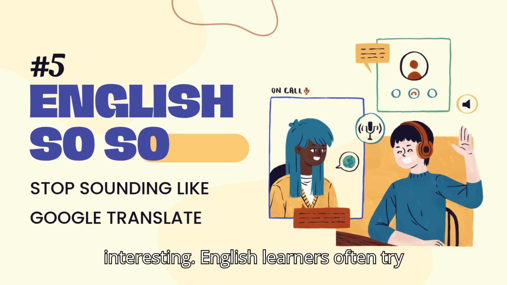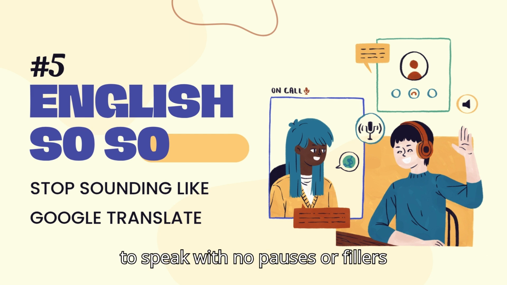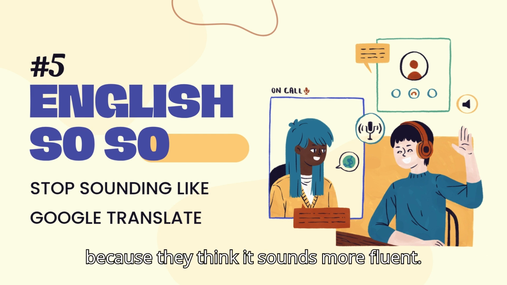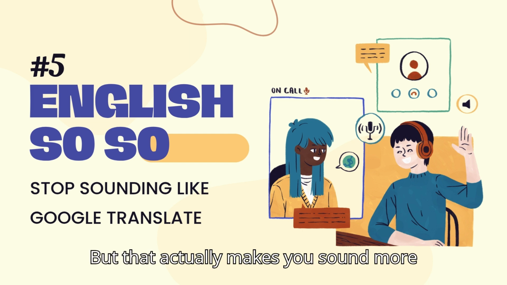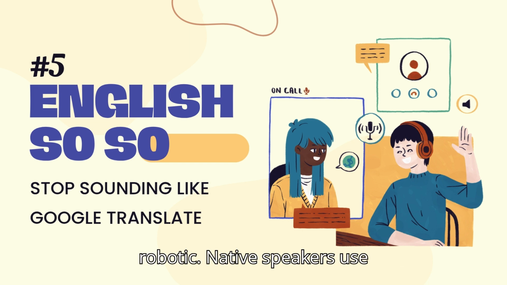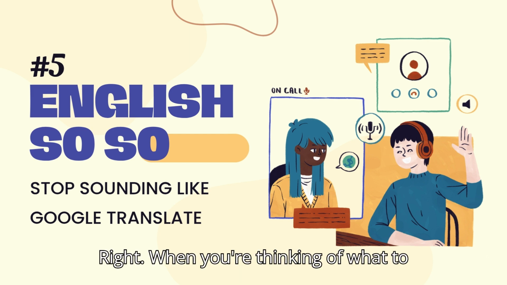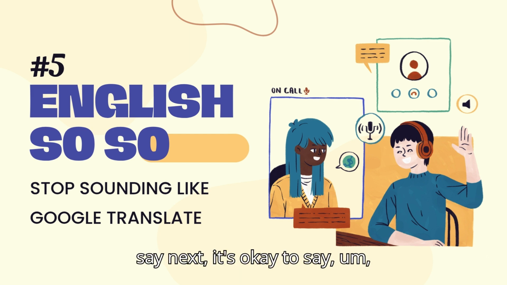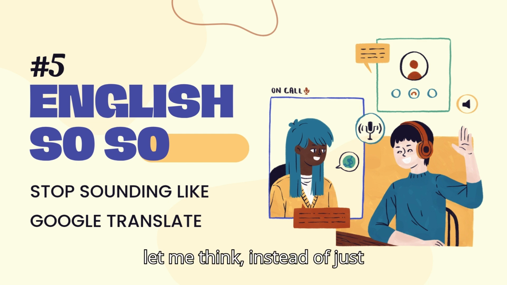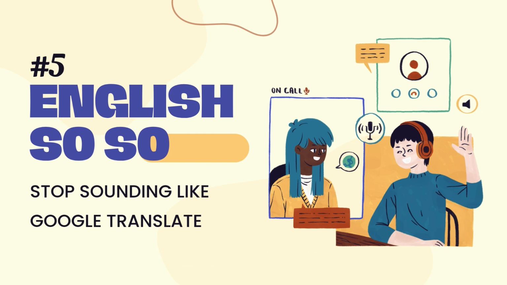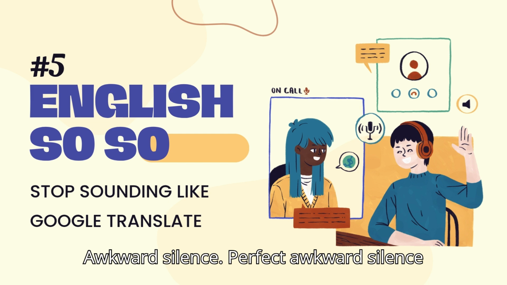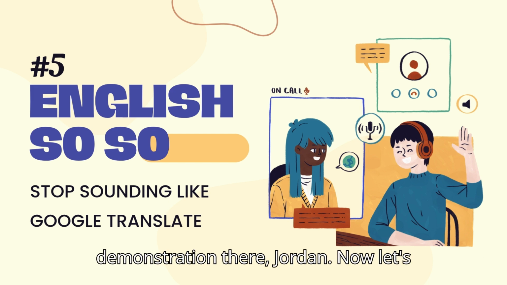Exactly. And speaking of casual language, let's talk about filler words and natural pauses. Ooh, this is interesting. English learners often try to speak with no pauses or fillers because they think it sounds more fluent. But that actually makes you sound more robotic. Native speakers use like, I mean, all the time. It's natural. Right. When you're thinking of what to say next, it's okay to say, let me think, instead of just awkward silence. Perfect awkward silence demonstration there, Jordan.